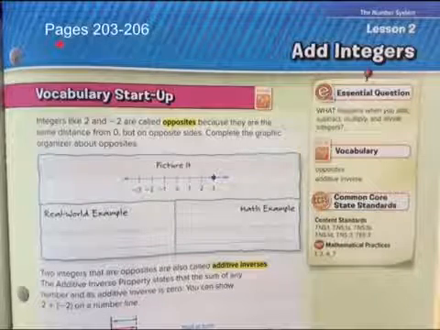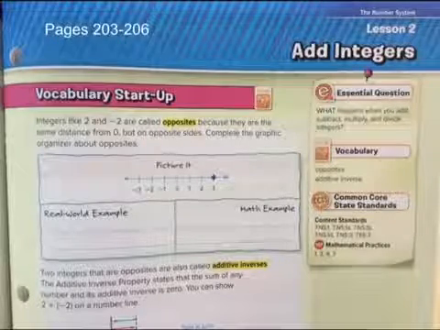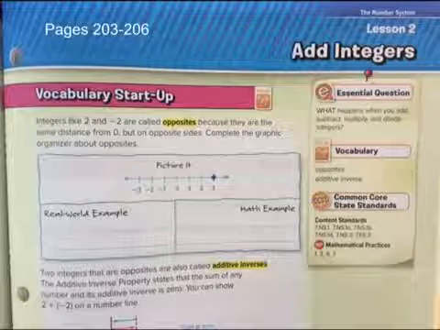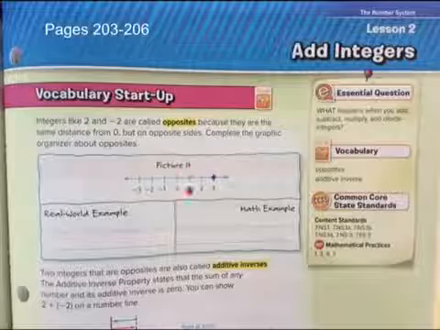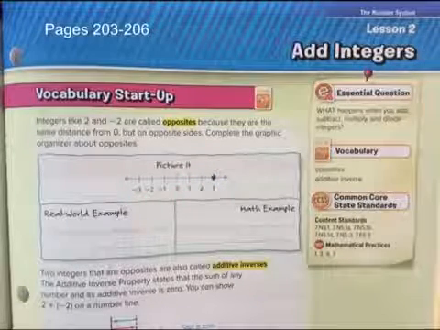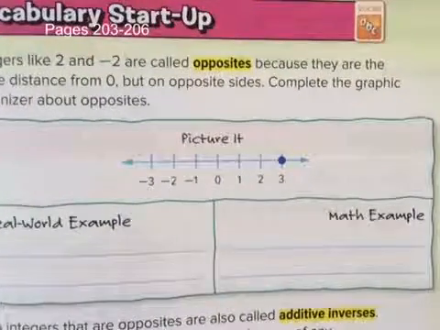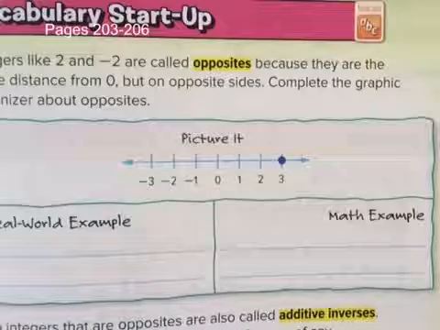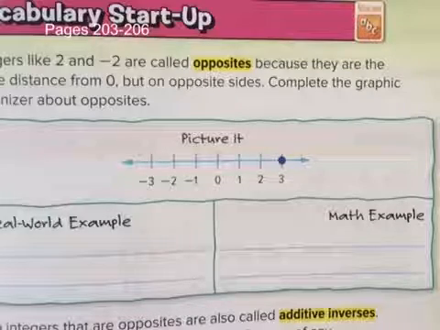We're looking at pages 203 to 206, adding integers. Now integers are positive or negative whole numbers. Don't forget that integers, or numbers that we're working with, can be counted infinitely in both directions, towards the positive direction and the negative direction, infinitely. Okay? So let's define this.